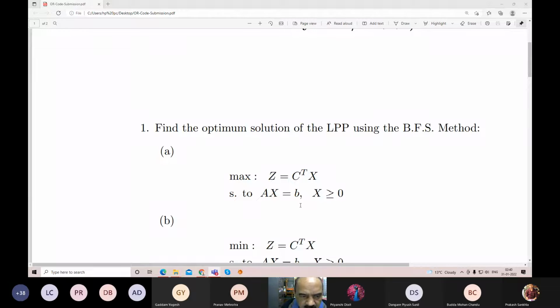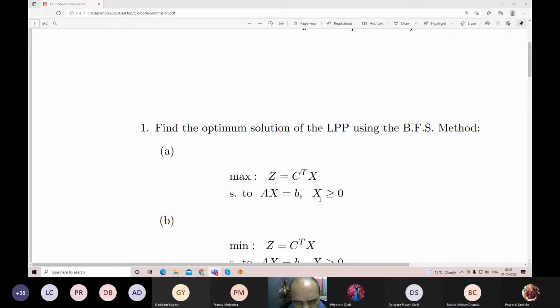This first one: find the optimum solution of the linear programming problem using the basic feasible solution method. The summary is like that: when we are having a system, we find the basic feasible solution. Basic feasible means all these solution values should be non-negative. After finding the basic feasible solutions, as you know, each of them is an extreme point. The maximum or minimum occurs only at an extreme point. So depending on the basic feasible solutions, we check which one is maximum and which one is minimum.